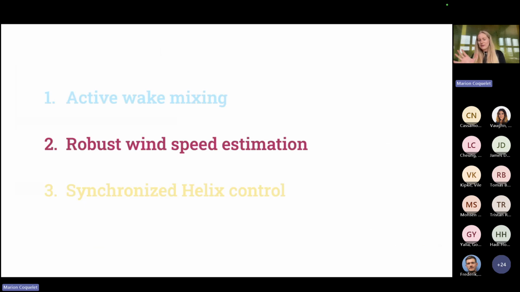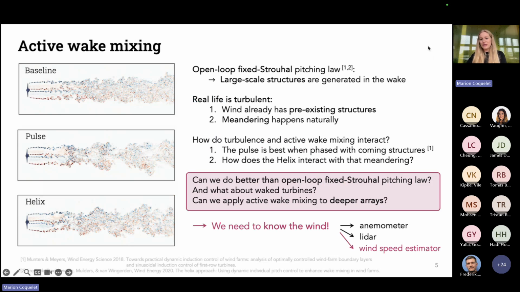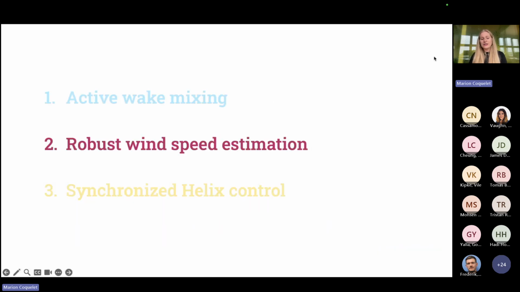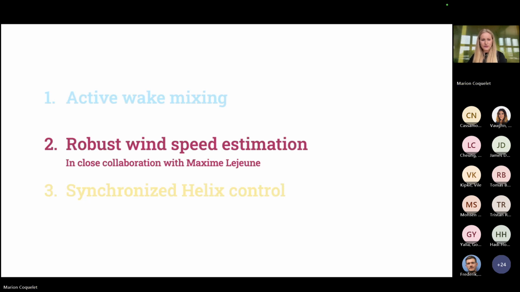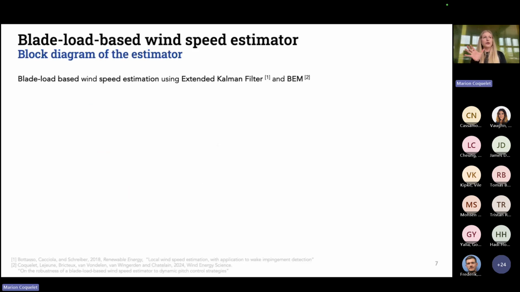All right, so that was for active wake mixing and a bit of the context. And now you've seen that I've already taken my option on how I'm going to be knowing the wind. And so I take you right away to the second part, the wind speed estimation. For that, I'd like to highlight that the work was done when we were still young PhDs, with Maxime Lejeune back at UCLouvain. So I'd like to really acknowledge his contribution in this part of the work. The idea here is that we're going to use a blade-load-based wind speed estimator. So we measure the loads on the blades, and out of that we try to reconstruct the wind speed that is impinging on the rotor.